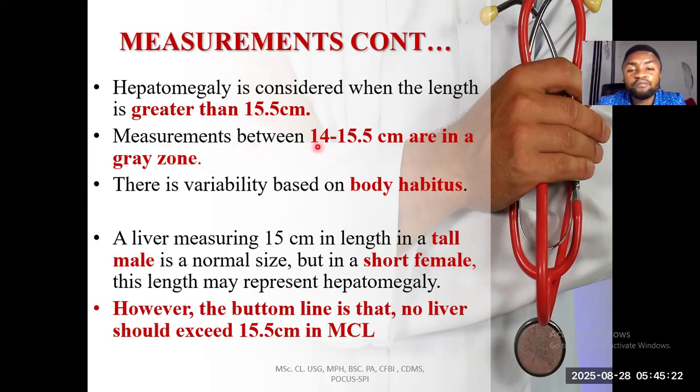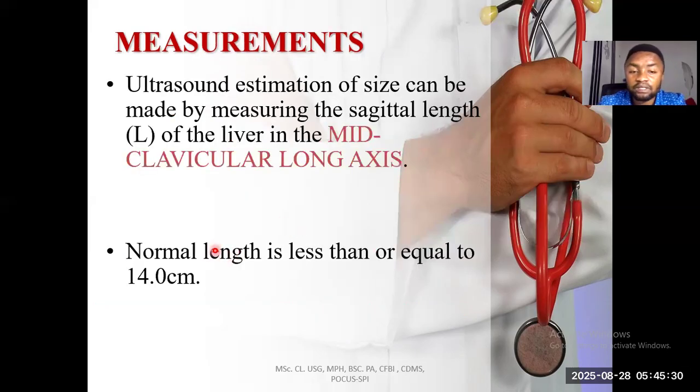So measurements between 14 centimeters to 15.5 cm are in the gray zone. You understand? I said it earlier that the normal dimension should be less than 14. However, from that 14 to the upper limit, which is 15.5, is in a gray zone. That depends on the body habitus. When we say gray zone, it's like the borderline. When your liver size is there, it's not really a problem. But we look at your body habitus.